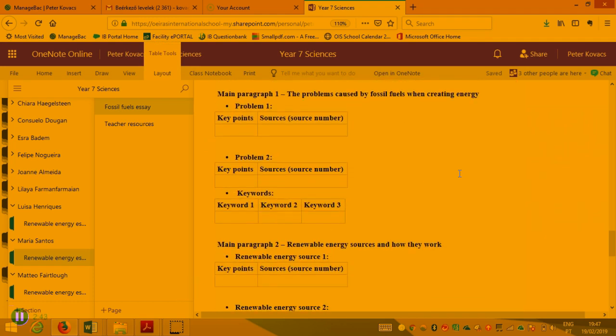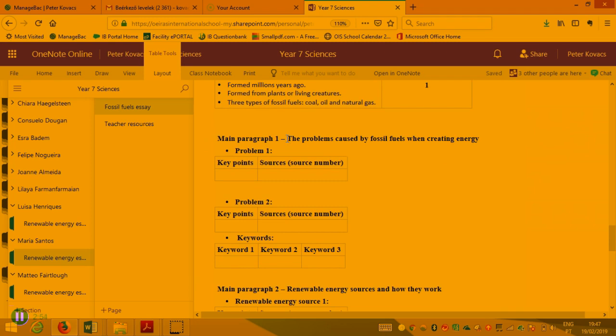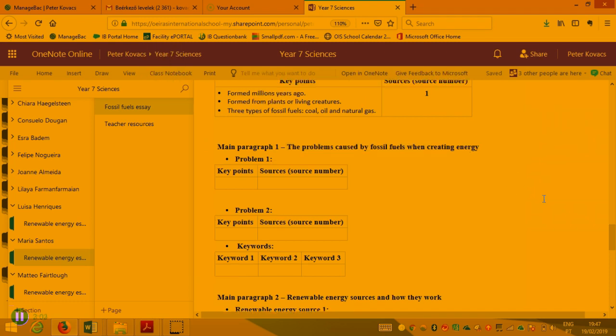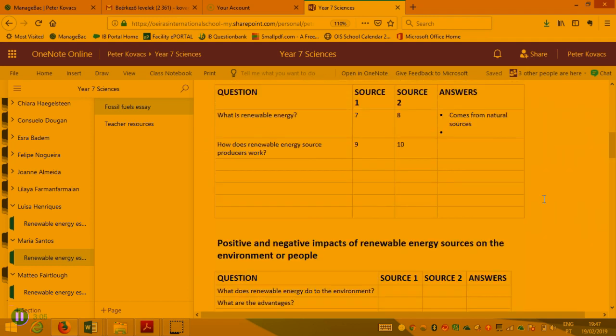For the keywords table, well, I would have to think, in this paragraph, in my main paragraph 1, what are some scientific keywords that I would like to use when I'm writing this paragraph? Well, this paragraph is about the problems caused by fossil fuels when creating energy. So let's see and let's think about some keywords that are related to the problems caused by these fossil fuels.